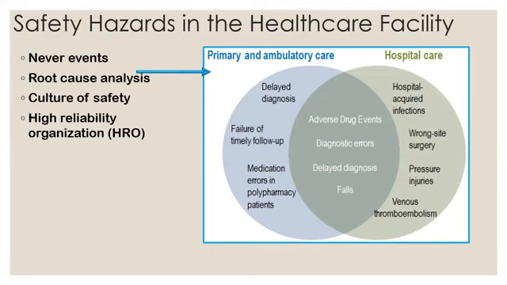Here you can see some examples on this page of never events. Primary and ambulatory care is talking about a doctor's office or a wound center that you go to for an appointment and then you come home. And then on the right side, you'll see hospital care. So these are your never events. Wrong surgery site, that should never happen. Pressure injuries, that should never happen. Venous thromboembolism, that should never happen. And then right in the middle, adverse drug events, which means it applies to both ambulatory care and hospital care. Okay, falls are even considered a never event.